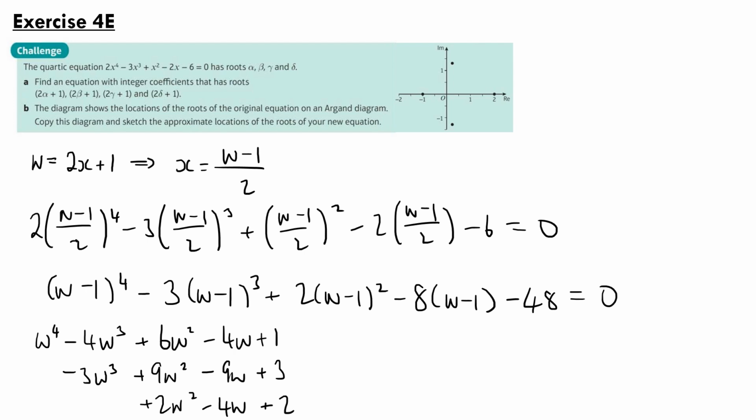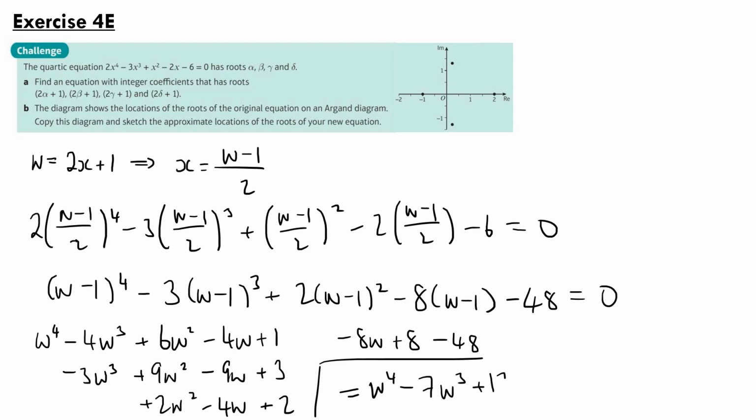Then we've got minus 8w plus 8, minus 8w plus 8, minus 48 to add on to the end, but I couldn't fit it down there because of space. Let's say it's equal to, down here, we've got w to the power 4, minus 7w cubed. Then we've got 6 plus 9 plus 2 is 17w squared. Then we've got minus 4 minus 9 is minus 13, minus 17 minus 25w, plus 1 plus 3 plus 2 is plus 6, plus 8 minus 48 is minus 40, so minus 34. And that is equal to 0.